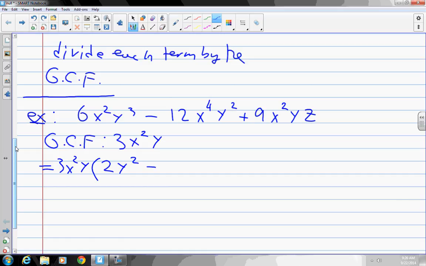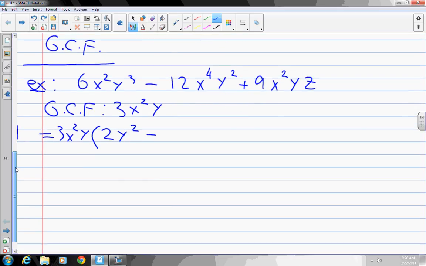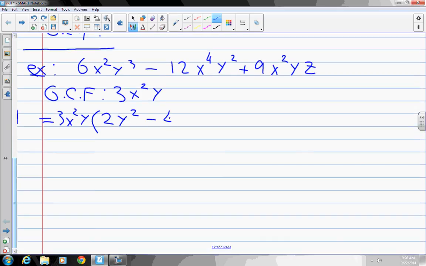What about the second term? Anyone? 4x squared y, so you just subtract exponents. 12 divided by 3 is 4, and the last one is what? Plus 3z. Okay. Question? So I had x to the 4th, and I'm dividing it by x squared, so we just subtract exponents. So that's x squared.